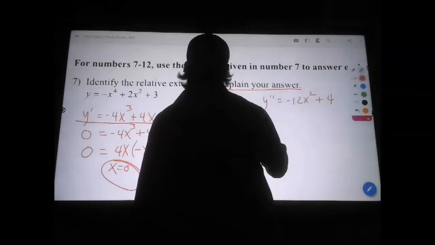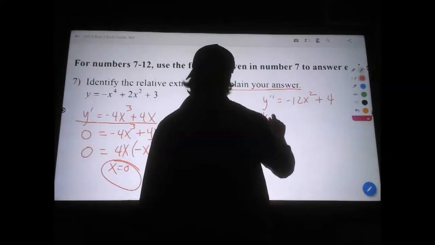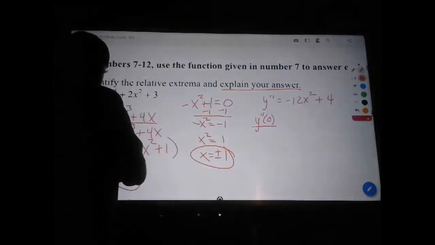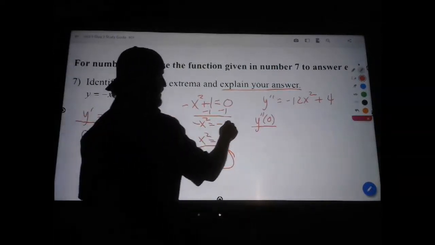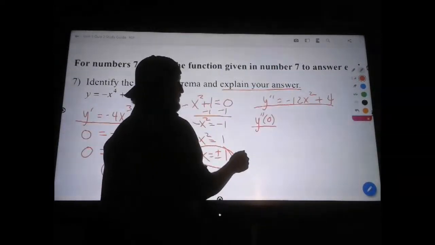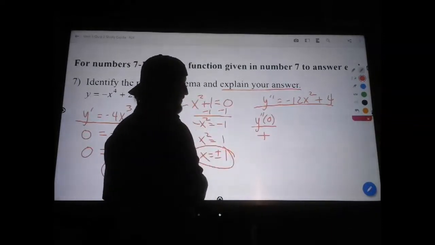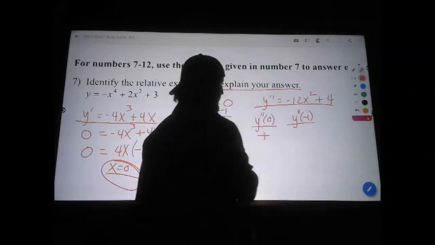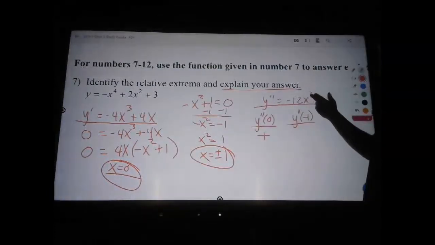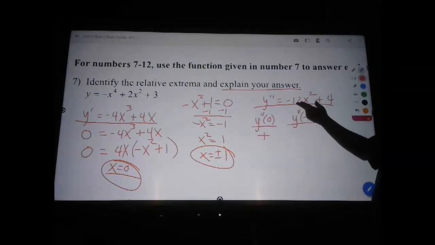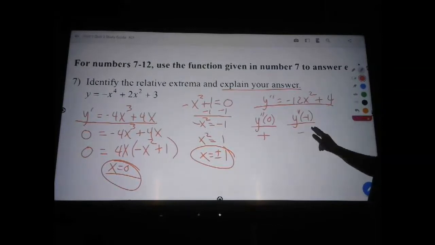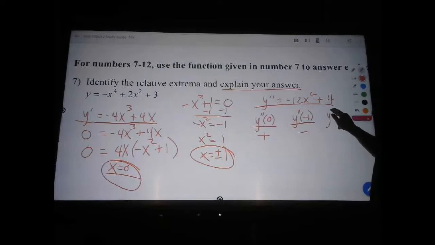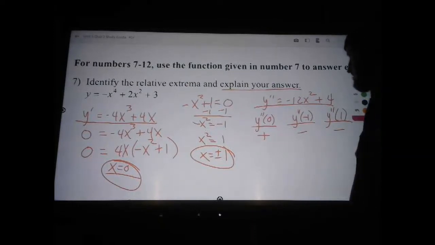So let's find out what y double prime of 0 is first. If I plug in 0 into my second derivative, I'm going to end up with positive 4. So I end up with a positive number. If I plug in -1, well, the square is just going to make it a positive 1, right? And positive 1 times -12 is -12, plus 4 is -8, so you end up with a negative. Plugging in a positive 1 is going to do the same thing because we're squaring it, so we get negatives there.